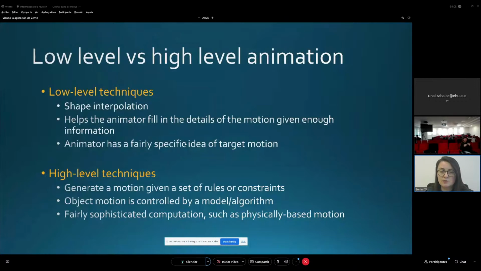So we want to generate a motion given a set of rules or constraints. It can be kinematics, inverse kinematics, or procedural, physics-based motion. And usually physically based motion requires fairly sophisticated computational algorithms.